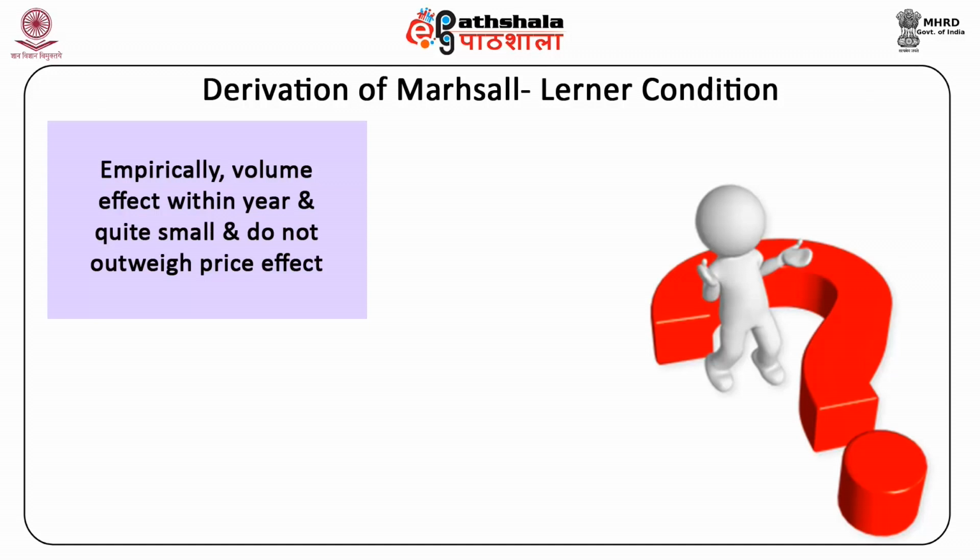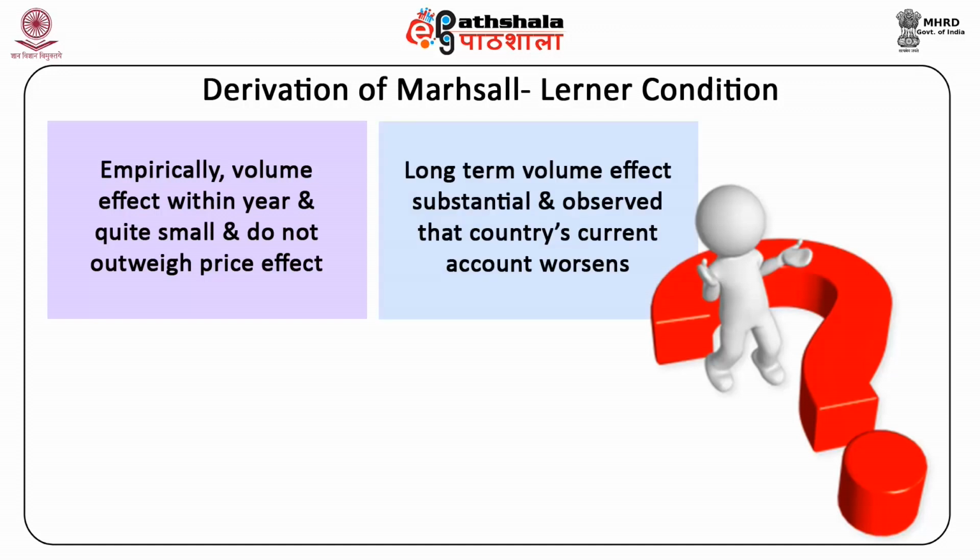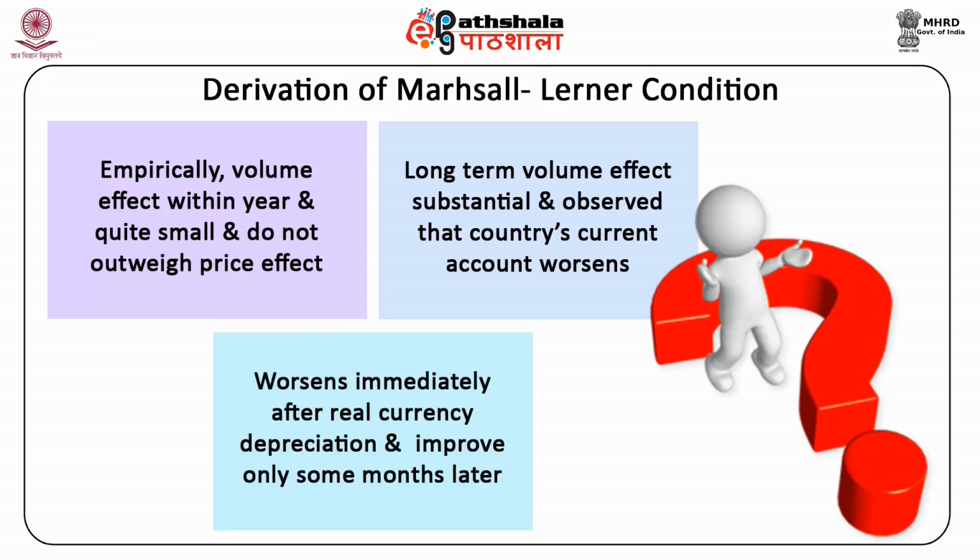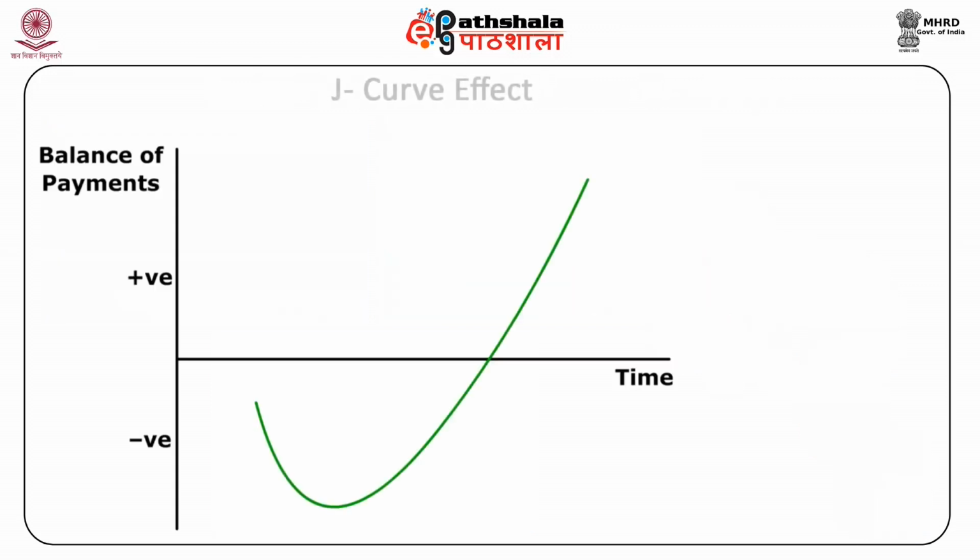Empirically, it has been found that volume effects within a year are quite small and do not outweigh the price effect. But the long-term volume effects are substantial. We observe that a country's current account worsens immediately after a real currency depreciation and starts to improve only some months later. This behavior is described as the J curve, as is seen in the diagram.